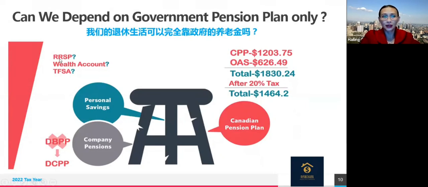You can put your money into RRSP, tax-free saving account. We also have a wealth account, what we call the insurance products that you have the investment mechanism inside those products. For example, whole life, universal life, and critical illness.